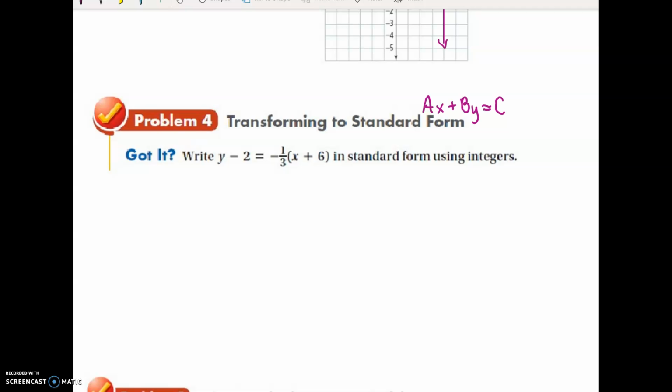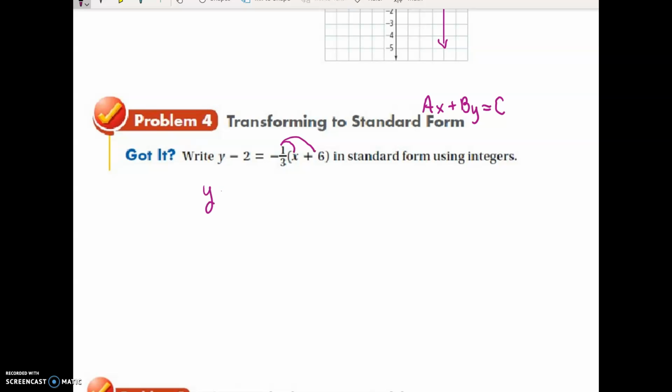So starting where we left off with problem 4, we are going to be transforming this equation into standard form. When it says using integers, that means you can only have negative or positive whole numbers. So as I mentioned earlier, we're going to have to do something with that fraction. But first we can go ahead and simplify a little bit. So we can start by using the distributive property.